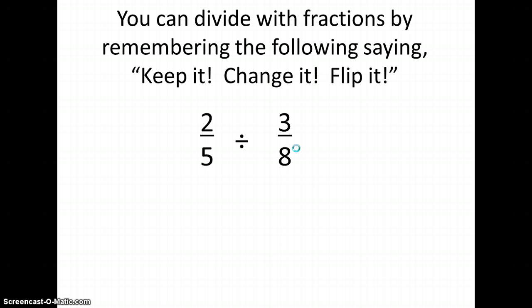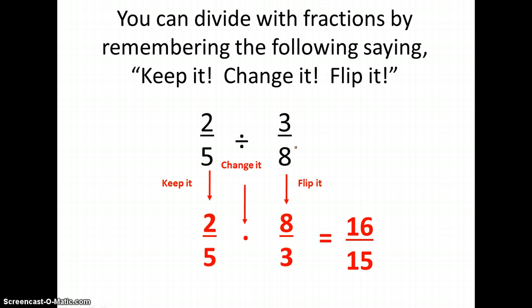Let's look at another example. Remember the saying, keep it, change it, flip it. Keep it, I would keep 2/5. Change it, change division to multiplication. And flip it, flip the second fraction to 8/3. Then I multiply as I would multiply any two fractions in the world. And I get 16/15, which I would have to simplify, in this case, turn to a mixed number, 1 and 1/15.